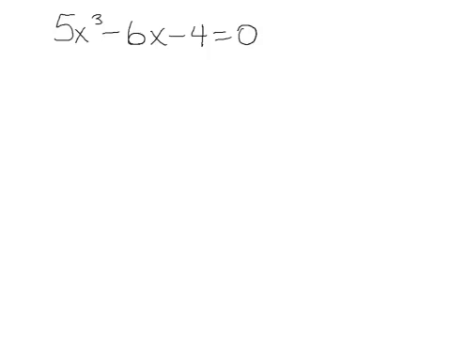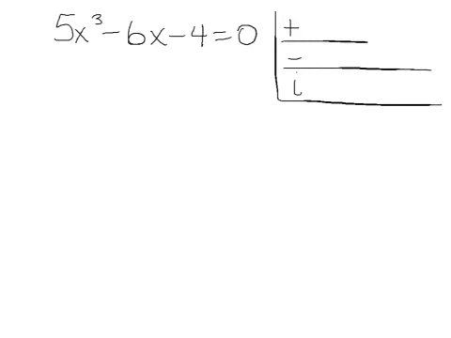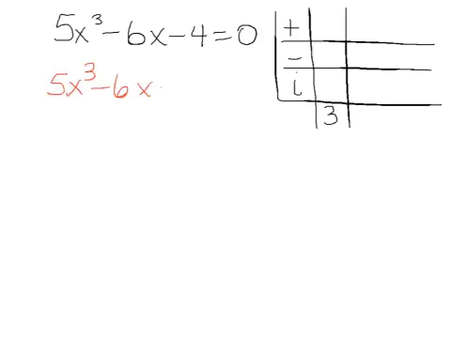So let's draw our plus, minus, I. And we know it should equal 3 because our highest degree is 3. So if we plug in, I think I used red for positive, we plug in f of x, so we have 5x cubed minus 6x minus 4, plus minus minus, so I have 1 sign change, so 1 positive.